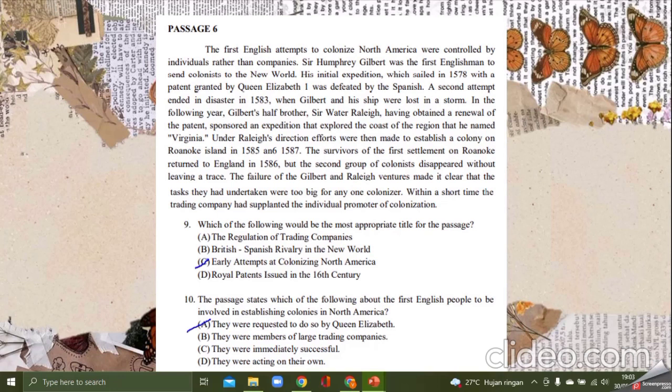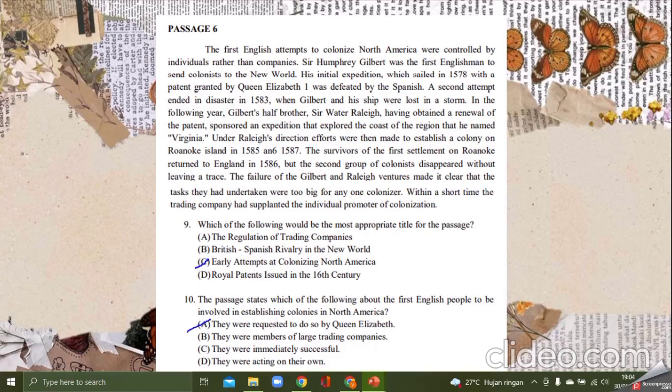In the following years, Gilbert's half-brother, Sir Walter Raleigh, obtained the renewal of the patent and sponsored an expedition that explored the coast of the region that he named Virginia. Under Raleigh's direction, English men established a colony on Roanoke Island in 1585 and 1587. The first settlement on Roanoke returned to England in 1586, but the second group of colonists disappeared without leaving a trace.